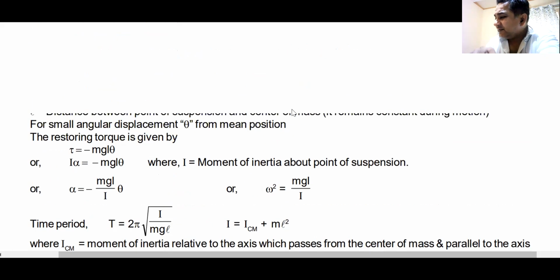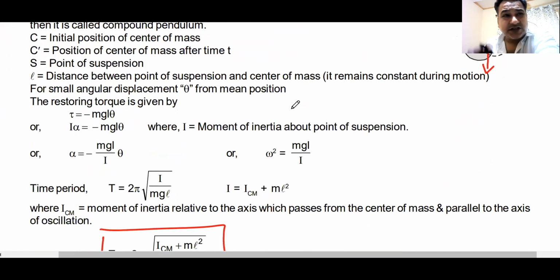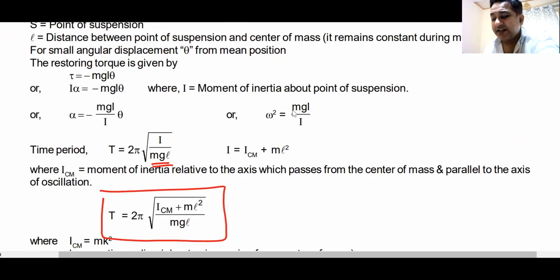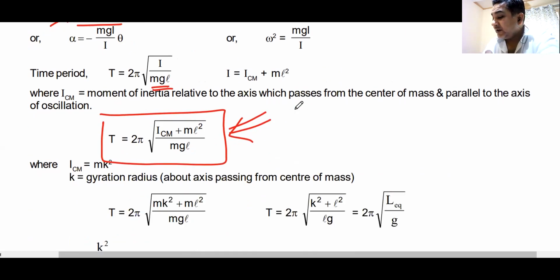What they have done here is, I hope you know this, it is not hanging from its center of mass. The center of mass is somewhere here. The center of mass is going to create torque. That torque will be mg into x, the distance of the center of mass, into sin theta, something of that nature. This is the torque mgL sin theta. Then you equate it to I alpha, where I is the moment of inertia of this entire system about the point about which the body is hinged. So that becomes I_CM + ML², and you have this very simple formula.